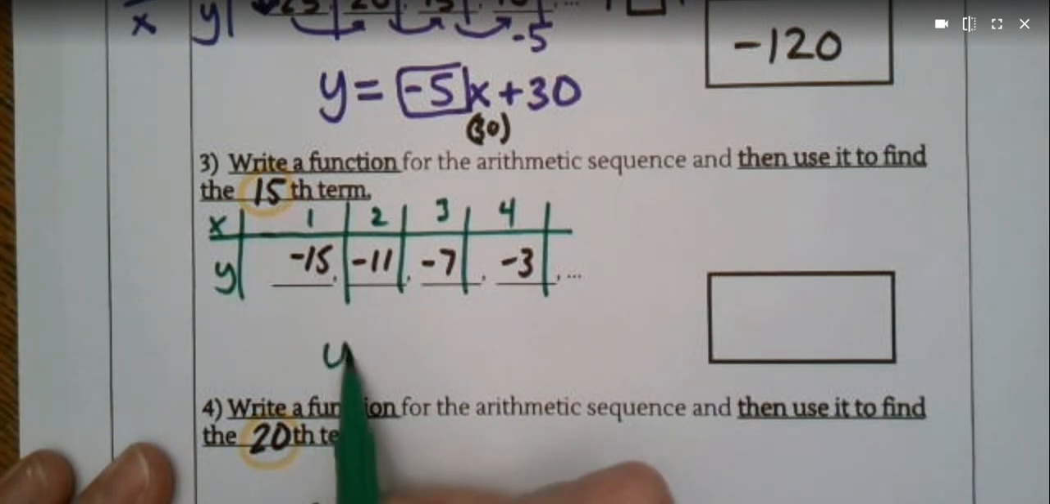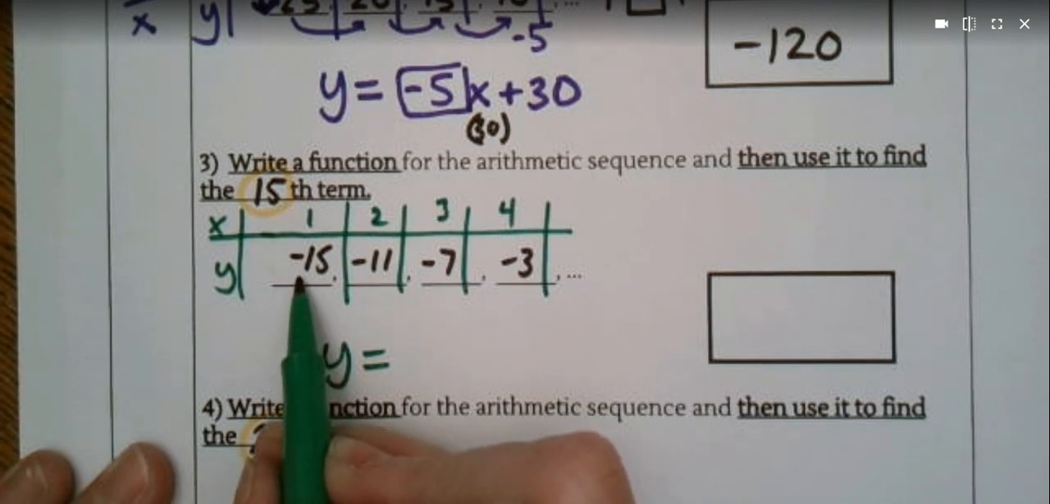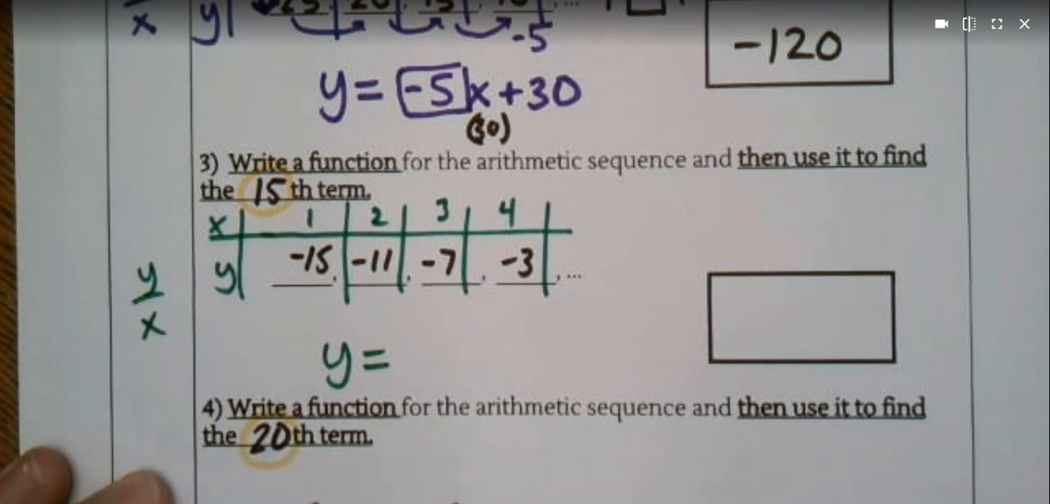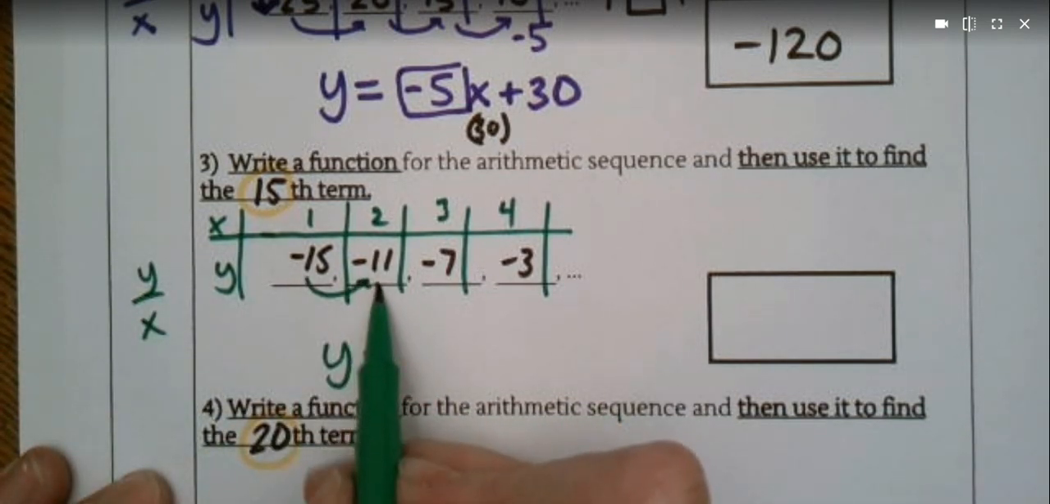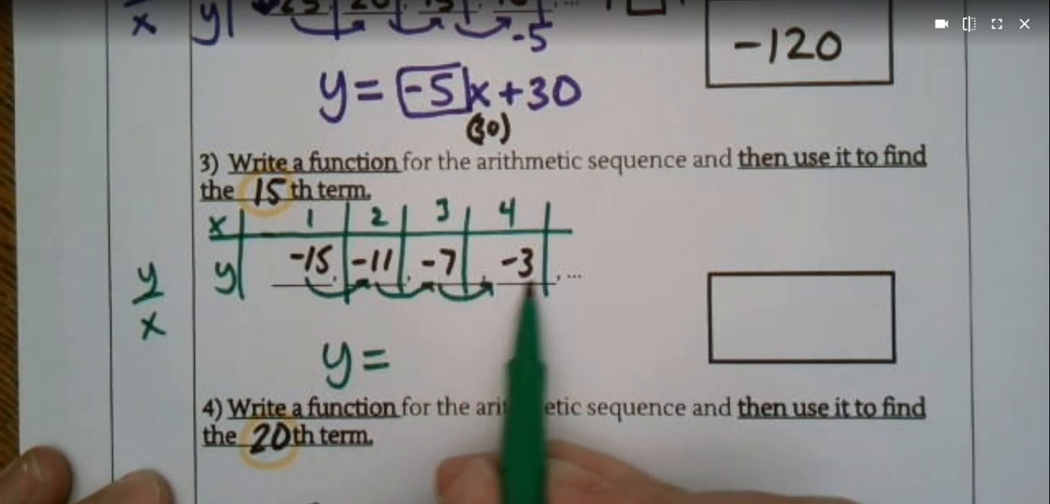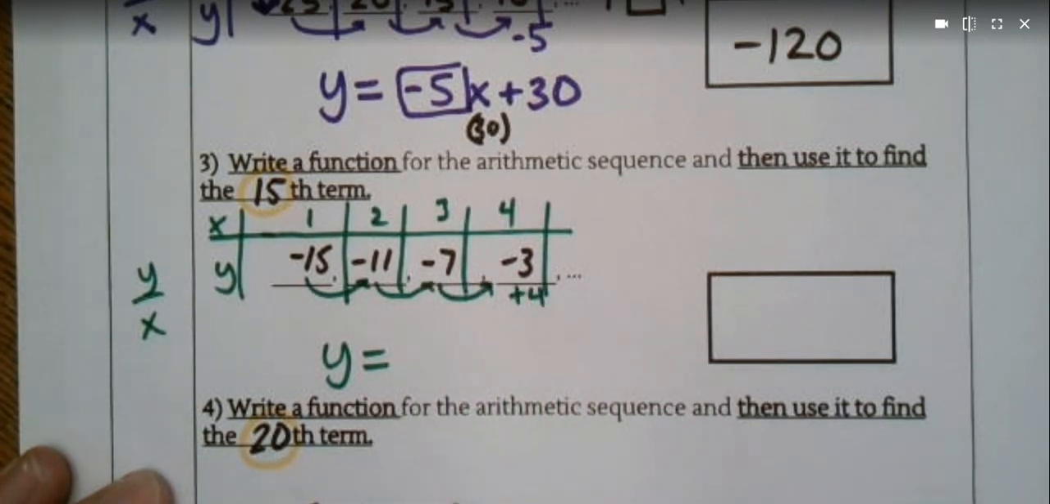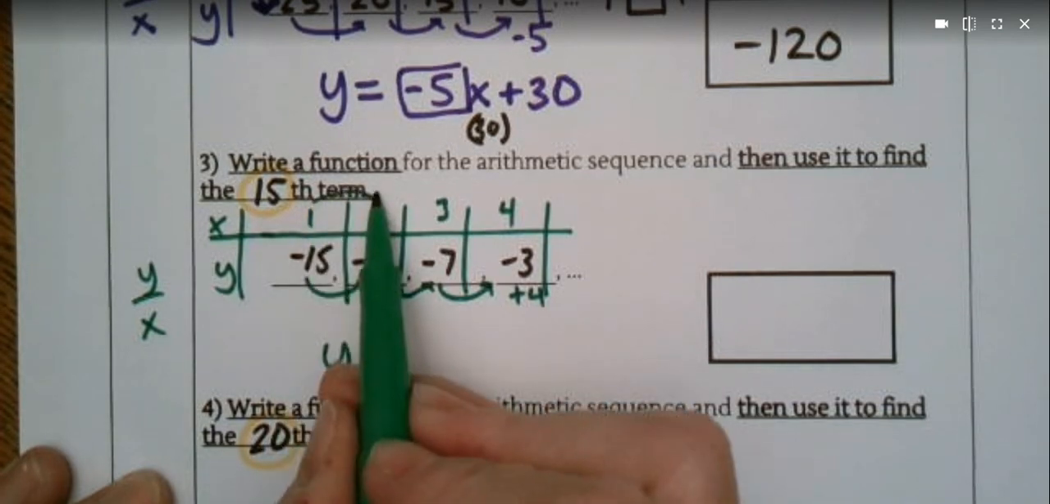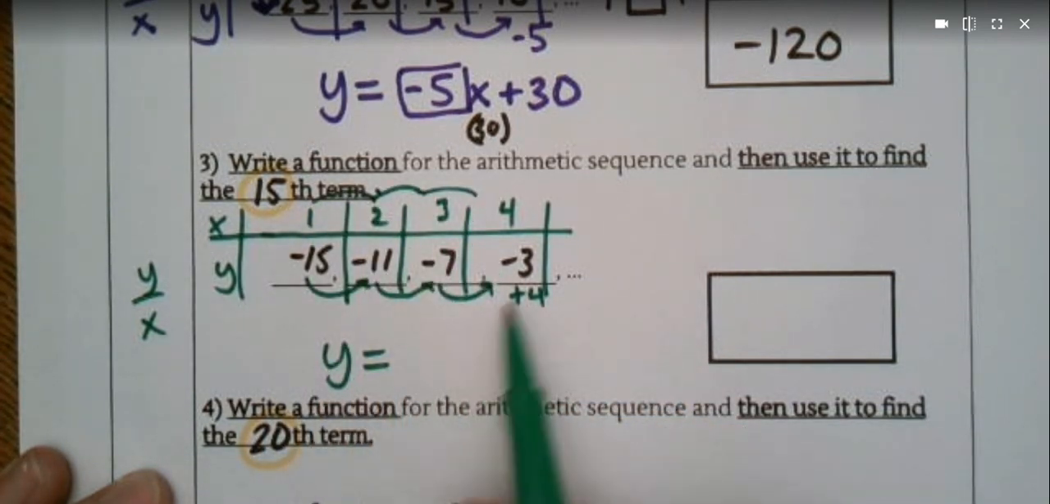Okay, so let's start our function rule. y equals. All right, what's our multiplier? Find that constant y over x pattern. So what's happening in the y? We're getting bigger, closer and closer to 0. We're adding 4, aren't we? And then, of course, the x is always going up by 1. So 4 over 1 is just 4.